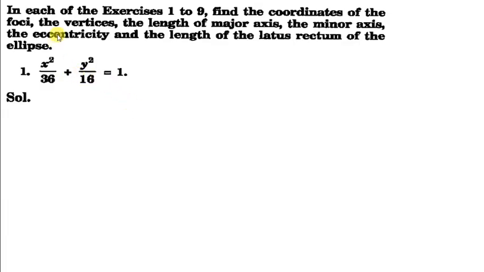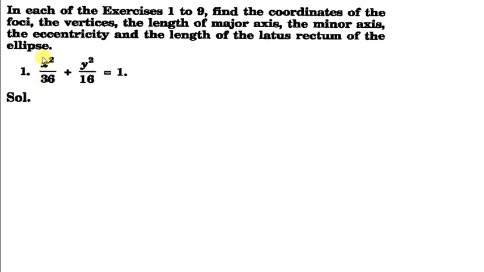This is the first question of the exercise. Here the equation of an ellipse is given and we have to find the coordinates of the focus, vertices, length of major axis, minor axis, eccentricity and length of latus rectum of the ellipse.